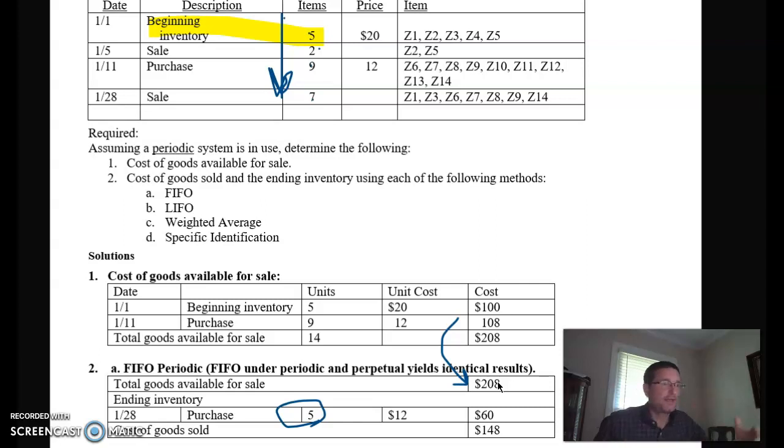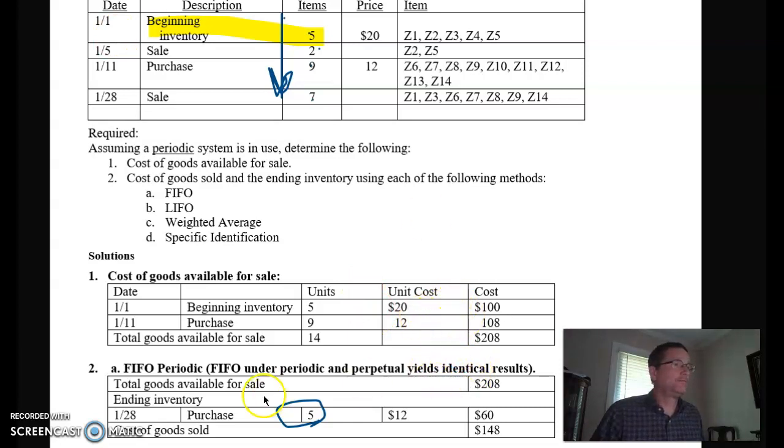And practice, practice, practice. So 208 minus ending inventory gives us the cost of goods sold. That goes back to Chapter 4. We've been doing that since Chapter 4. Cost of goods available for sale minus ending inventory gives you cost of goods sold. All right, let's do it again, except let's do it for LIFO.